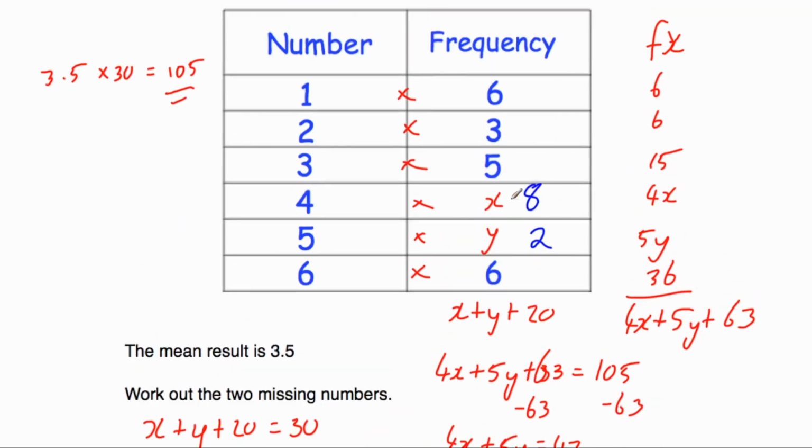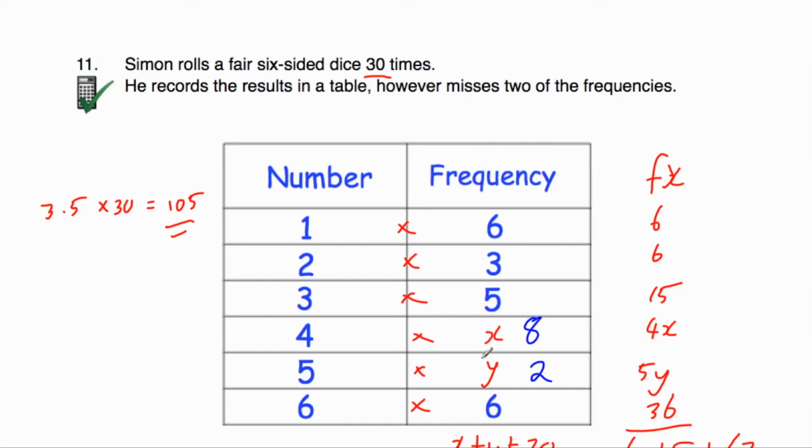So we've got our value for x, which is 8, and we've got our value for y, which is 2. And that's it. So we found the value for x and we found the value for y. We found these missing frequencies. That number was 8 and that number was 2.